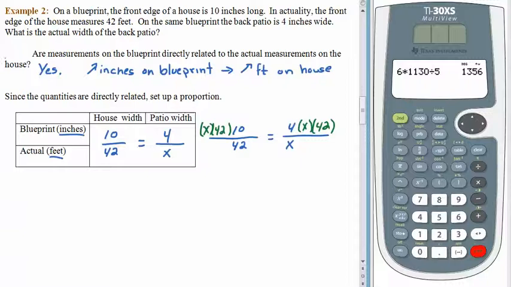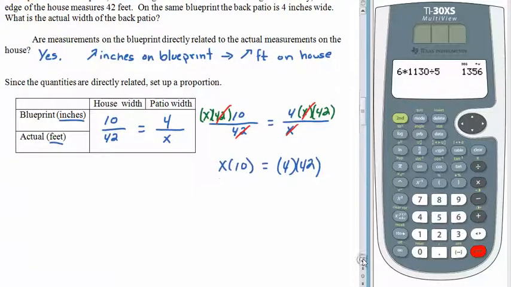And you already know what's going to happen here. We're going to have a lot of things that cancel out. X cancels with x. 42 cancels with 42. Not a bad idea to clean up what we have. On the right-hand side, we have 4 times 42. On the left-hand side, we have x times 10. I'm going to scroll up a little bit.